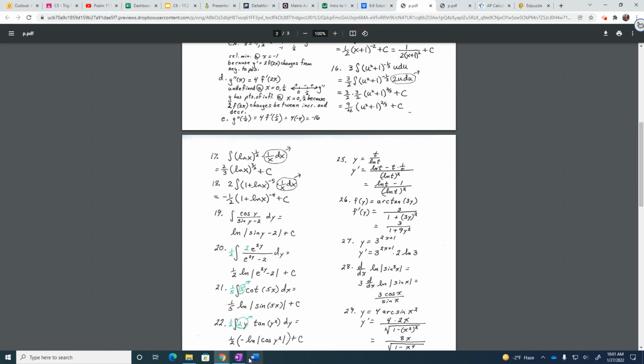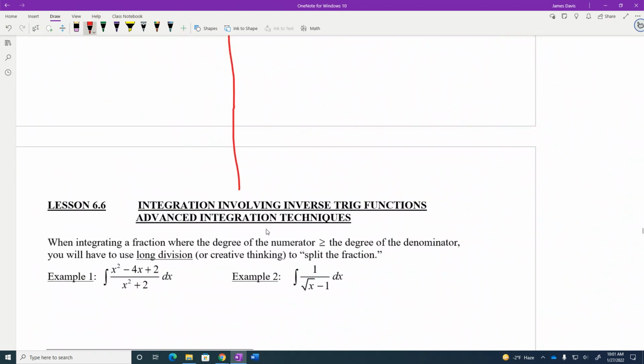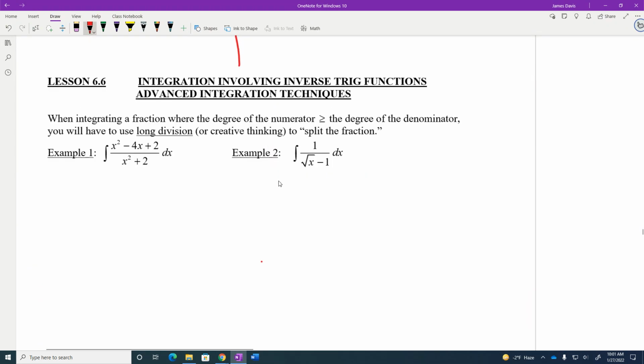All right, so like I said, we're going to start the next section here. Before we get into it, it's called Advanced Integration Techniques. I wouldn't really expect this to be on the AP test. I guess there's a slight chance that it could be on here, but in the past, I don't even think I've taught this particular topic because it's a slim chance of being on there.